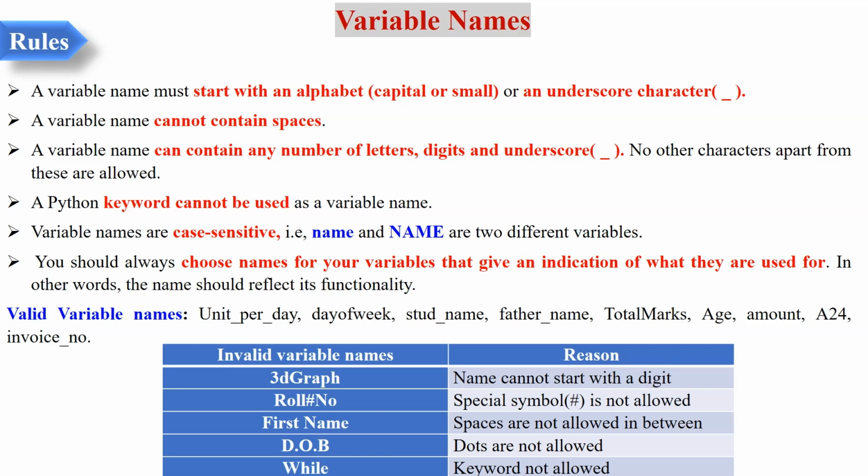Valid variable names: unit_per_day, dayofweek, stud_name, father_name, total marks, age, amount, A24, invoice_no. Invalid variable names: 3D graph, a name cannot start with a digit. Role#no, the special symbol hashtag is not allowed. First name, spaces are not allowed in between. D.O.B, dots are not allowed. While, a keyword is not allowed.